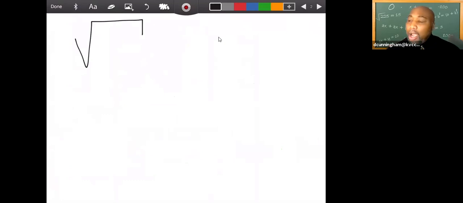Now, that is a square root, but now I'm going to put a 3 here. It changes. It's not a square root anymore. It's a cube root. And let's use a different number. Let's use the number 8. So I'm going to put the number 8 inside the cube root.